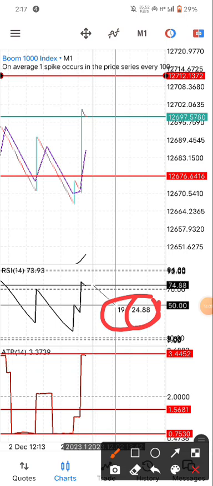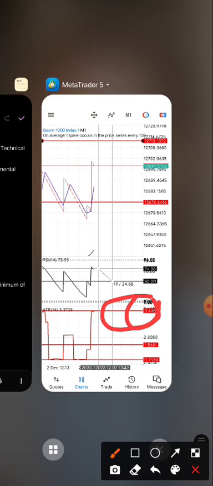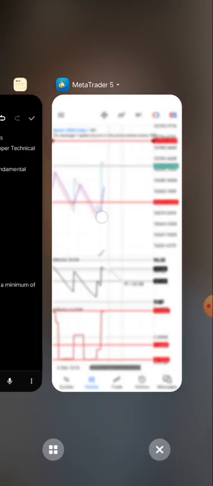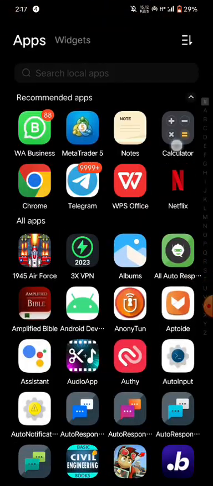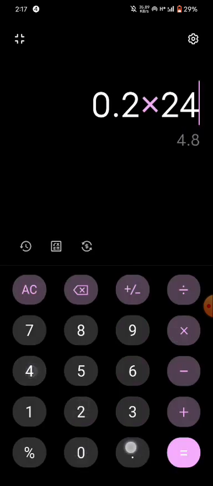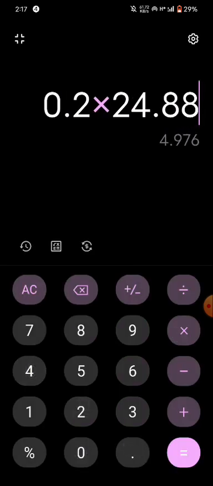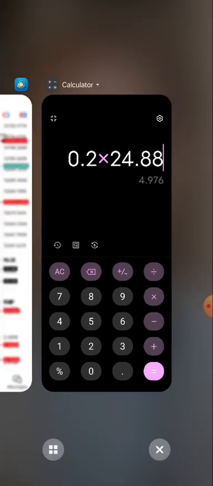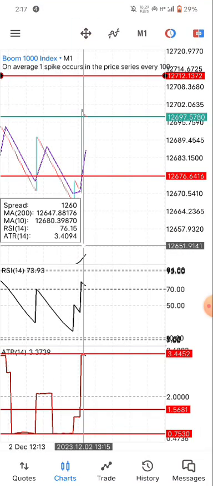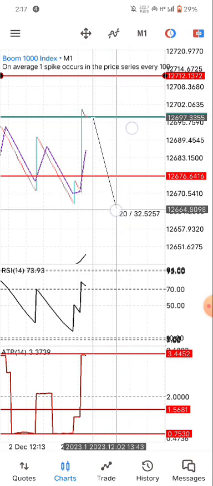And now to calculate the money you will be earning on this pip, multiply it by 0.2. As simple as that. 24.88 multiplied by 0.2. That will be the profit I will be in. 0.2 times 24.88, so I'm going to be earning $4.976 on it. Now, how will I calculate it on the market chart so that I will know where to place my stop loss?